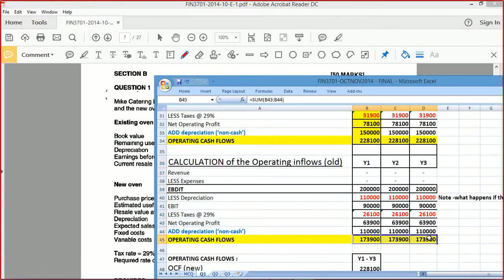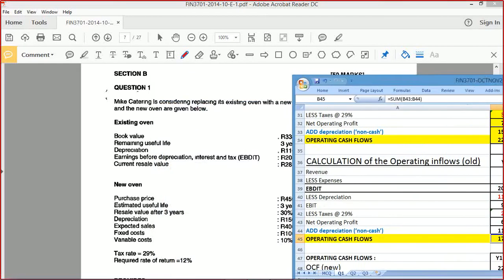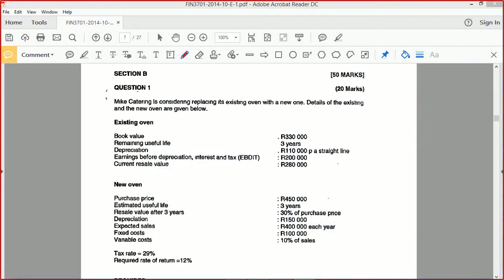Okay. So then for the new, I mean, there isn't really any difference. It's pretty much the same. Okay. So your revenue is 400,000. Yes. Each year. Your fixed cost is 100, and your variable is 40. Yes.